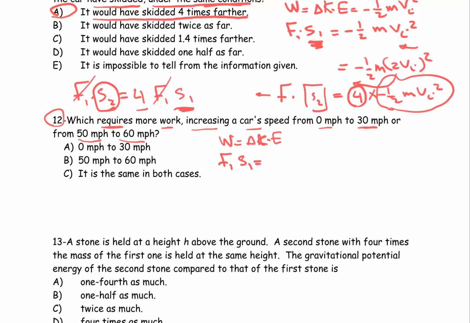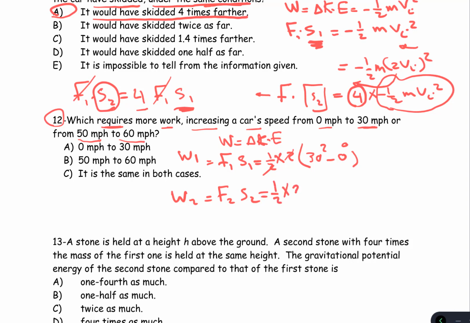So change in kinetic energy, half, imagine the mass is 2, okay, for both, times a change in velocity: V final squared, 30 squared, minus 0 squared. And in the second case, W2, and this is W1, equals half the mass, the same 2, same car, and here 60 squared minus 50 squared.